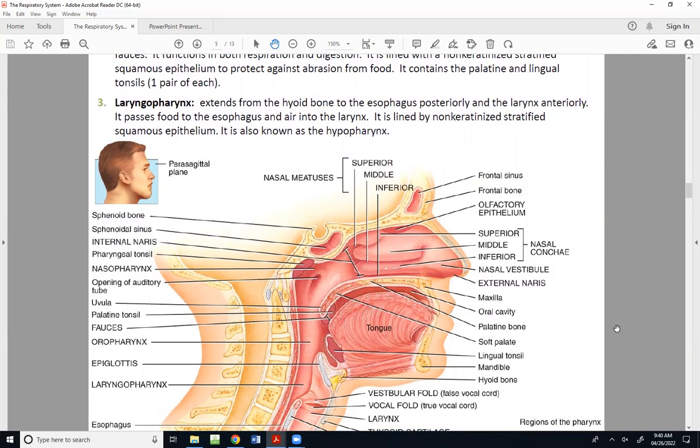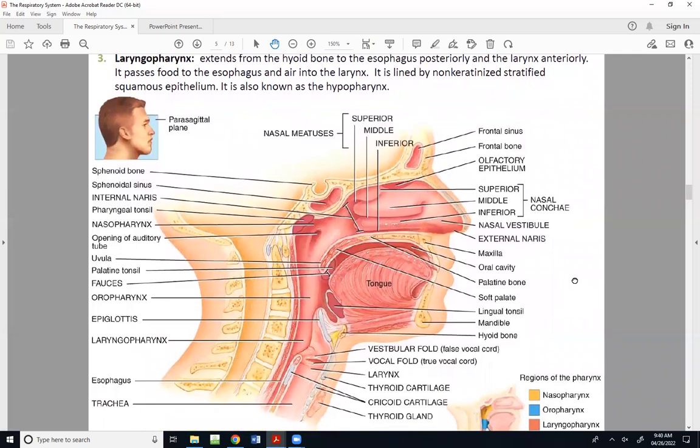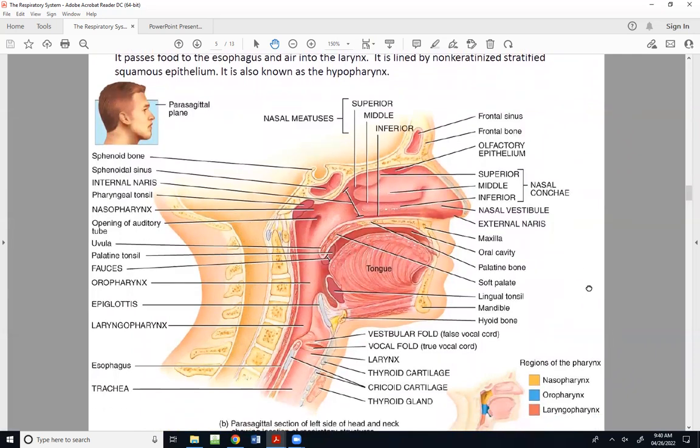But the final region is the laryngopharynx, which also goes by the hypopharynx. It extends from the hyoid bone to the esophagus posteriorly and into the larynx anteriorly. It's going to pass the food to the esophagus and air into the larynx. It is lined by non-keratinized stratified squamous epithelium, just like our oropharynx is.